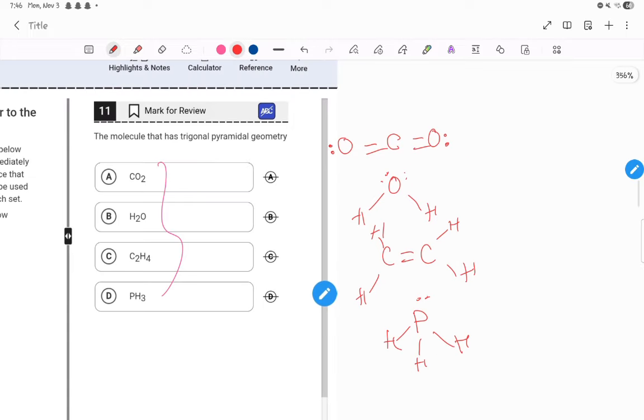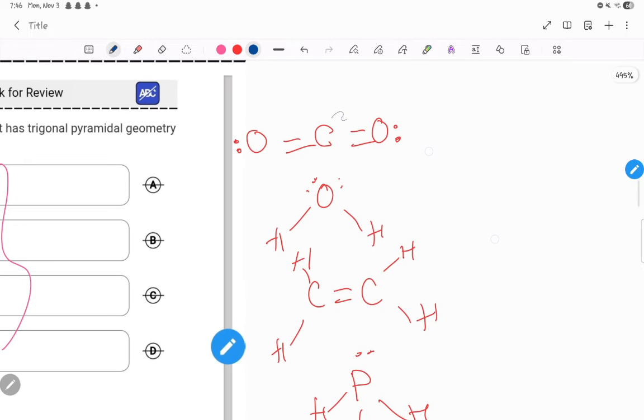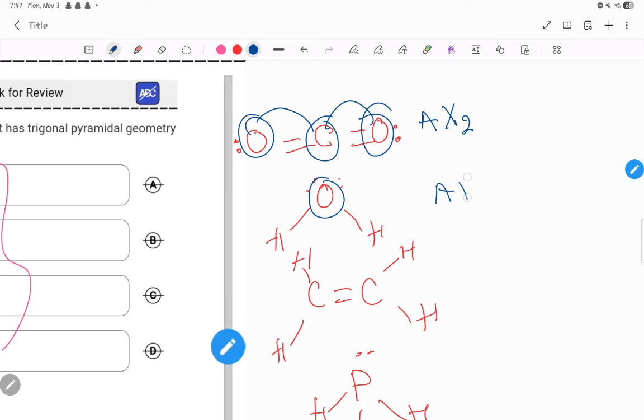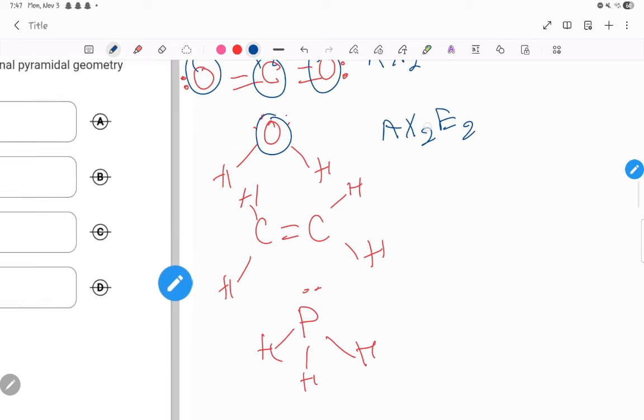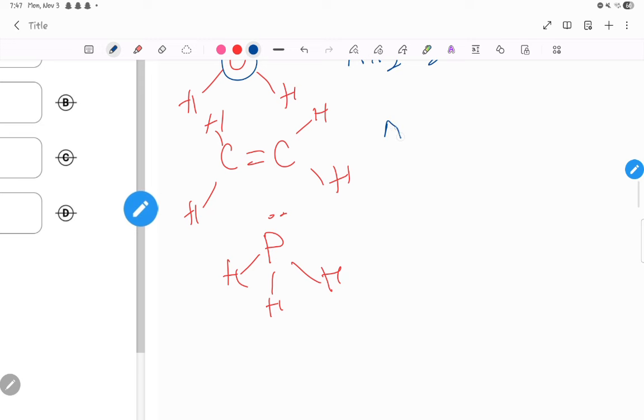Over here, this is what? This is AX2. Actually, only AX2 because it's a single carbon with 2 surrounding electrons and no lone pairs. This over here is going to be AX2E2. If you choose this one over here, you will have 1, 2, and 3. So the central atom is bonded to 3 atoms, but no lone pair, so it's AX3, and this is AX3E.